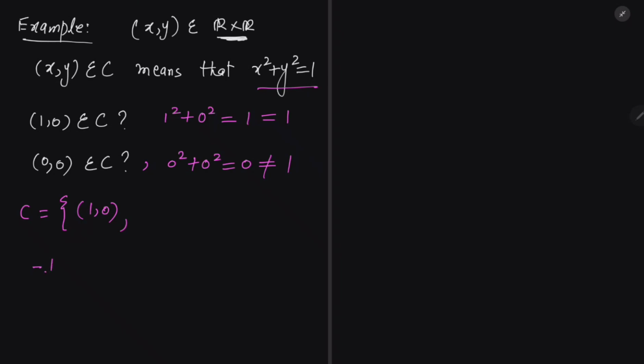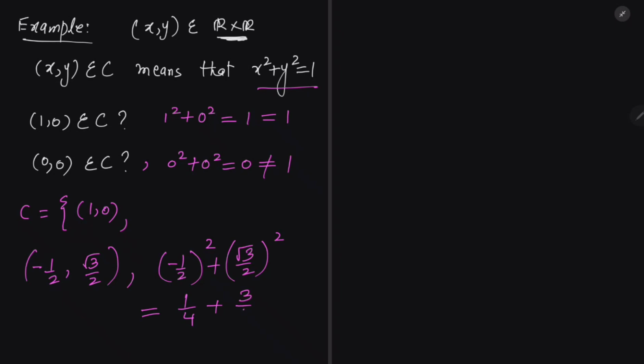What about minus 1 by 2 and root 3 by 2? We put that value into the constraint: minus 1 by 2 squared plus root 3 by 2 whole squared is equal to 1 by 4 plus 3 by 4, which is equal to 1 on the right hand side. So we can say that this is also a part of relation C. There can be other pairs in the relation as well.